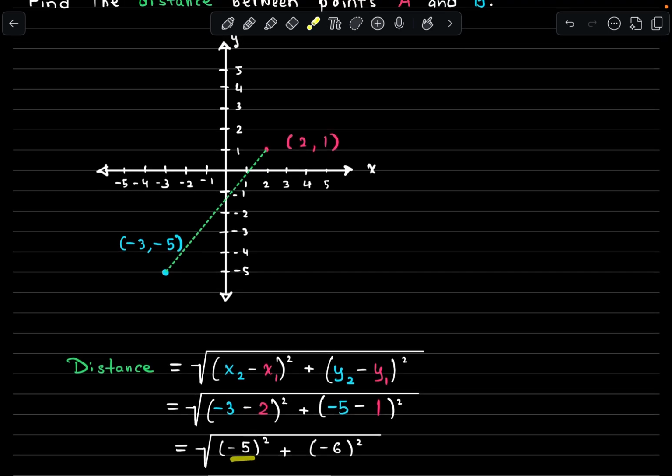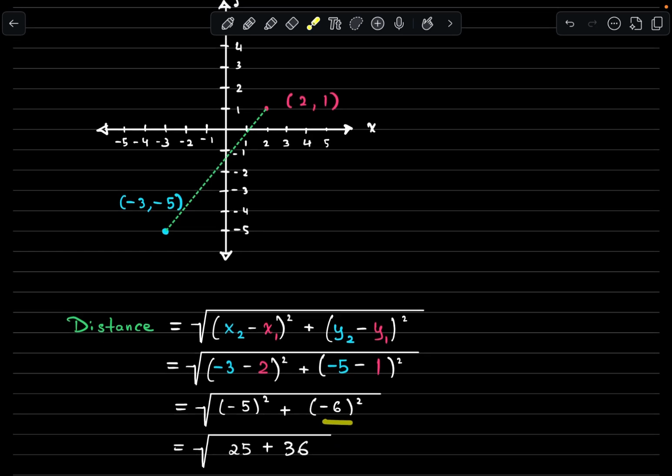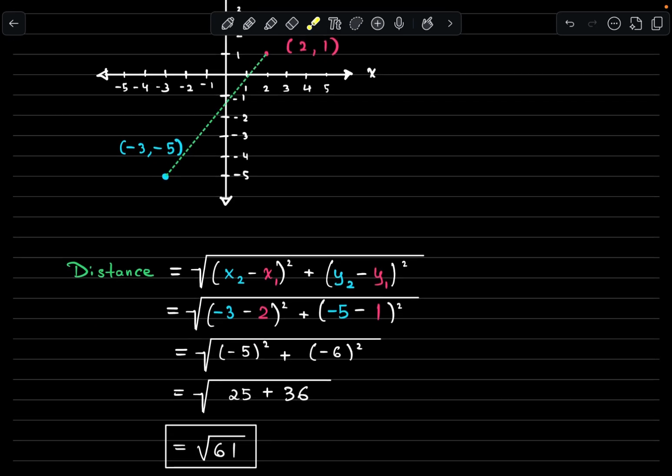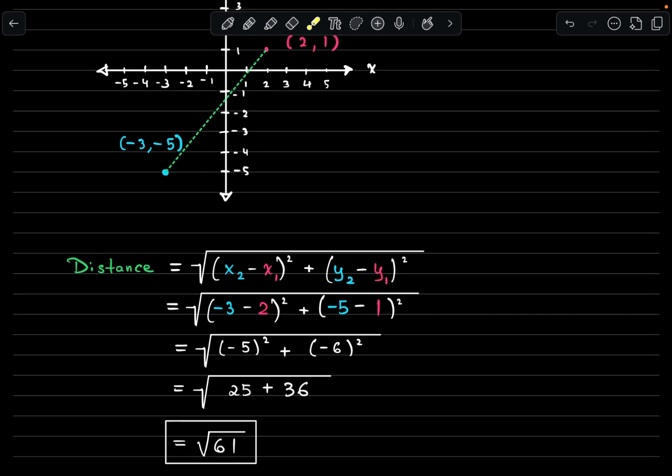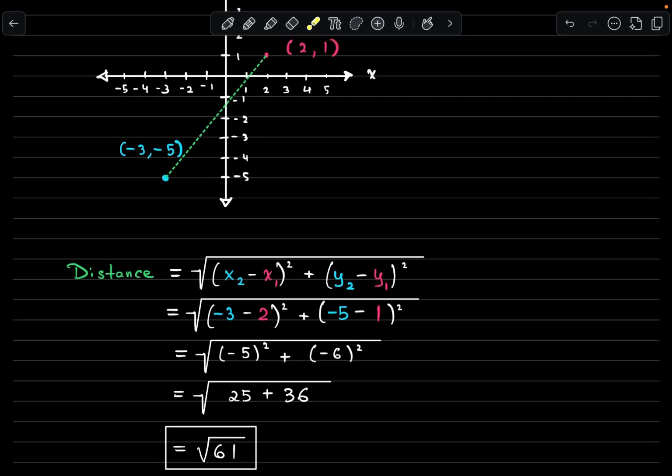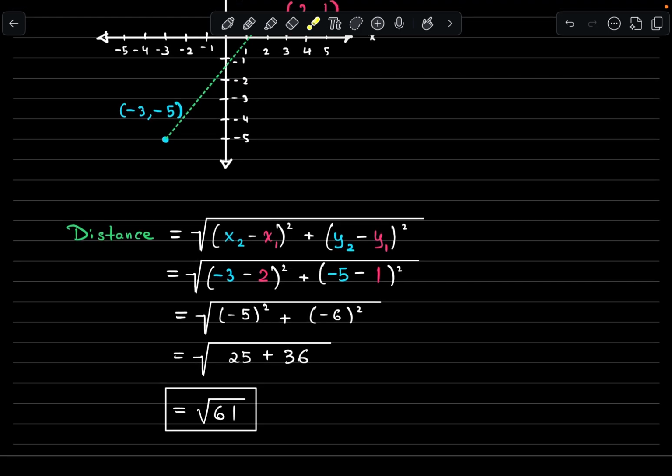So we find those differences. We've got -5 squared plus -6 squared. Those, of course, are both going to come out as positive quantities. Any negative values squared are still positive. So we get the square root of 25 plus 36. That comes out to the square root of 61. That doesn't reduce in any nice way. We can't factor out any perfect squares from that, so we just leave it. So our distance between these 2 points is the square root of 61.